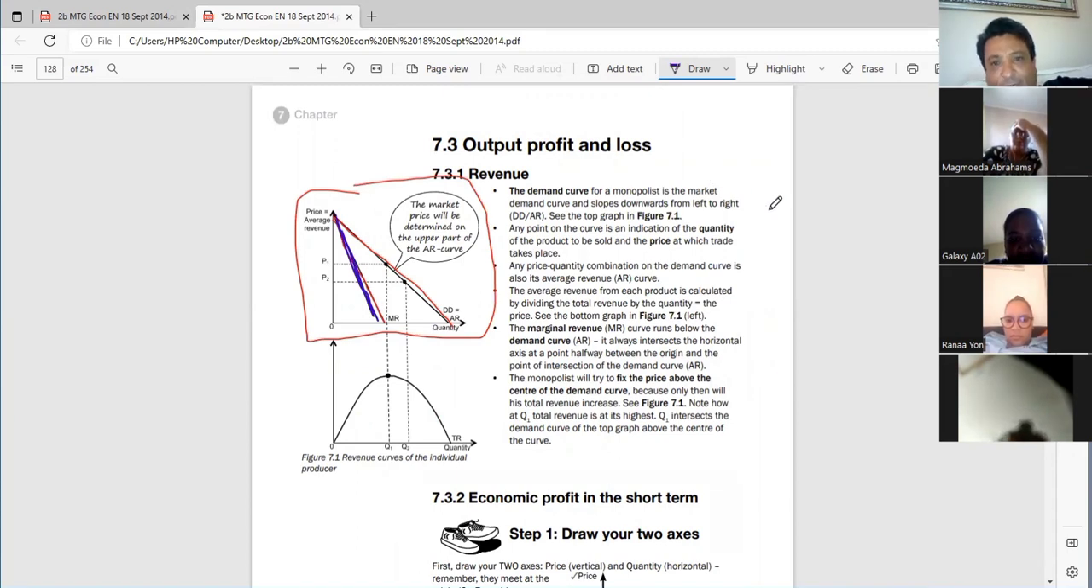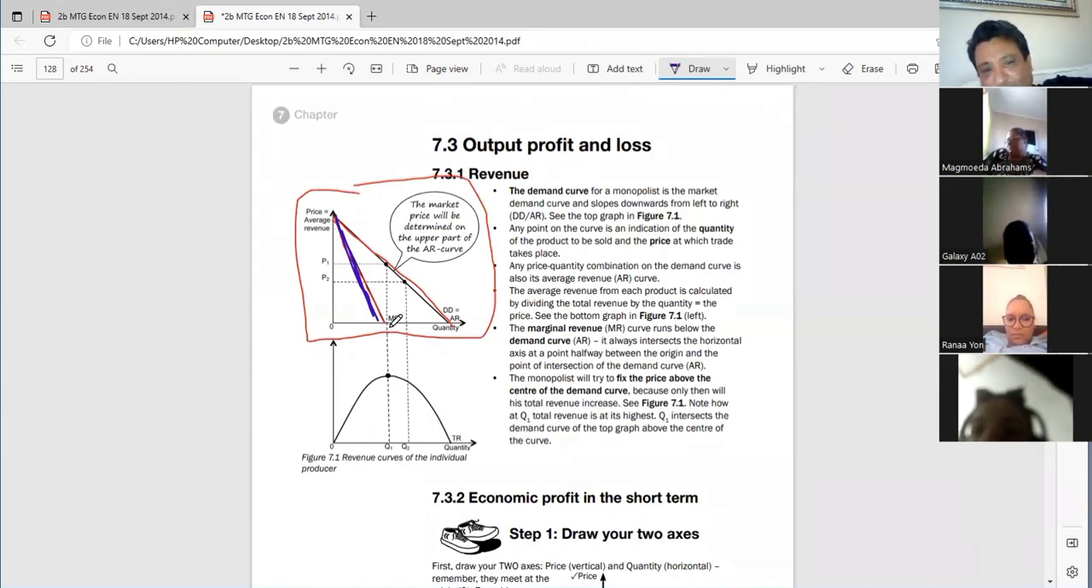Now, the demand curve for a monopolist is the market demand curve. Can you see that? And it's always a downward slope from left to right. I just want you to know that. Now you've got your marginal revenue curve and you've got your demand curve.